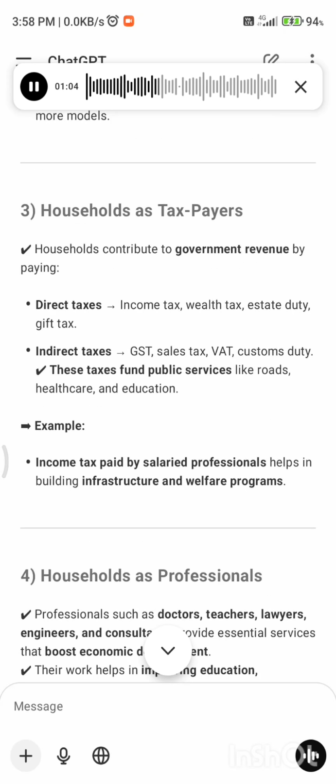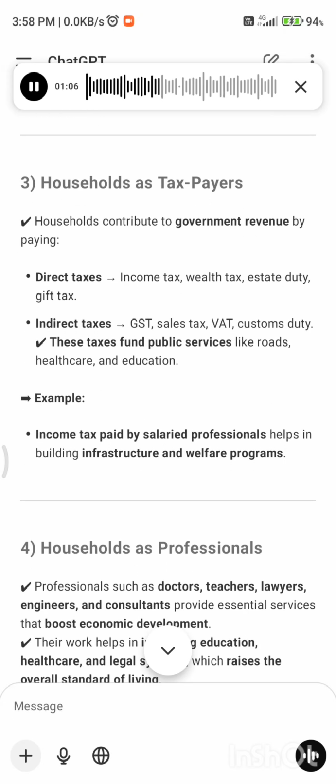3. Households as taxpayers. Households contribute to government revenue by paying direct taxes, income tax, wealth tax, estate duty, gift tax, and indirect taxes, GST, sales tax, VAT, customs duty. These taxes fund public services like roads, healthcare, and education. Income tax paid by salaried professionals helps in building infrastructure and welfare programs.